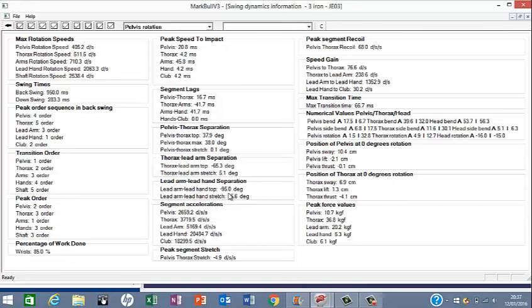Therefore, a question we can ask is, what is the value of the X factor stretch? Are other segment interactions more valuable in helping produce maximum club head speed? How can we best encourage and train this, and what influences are there on these patterns?